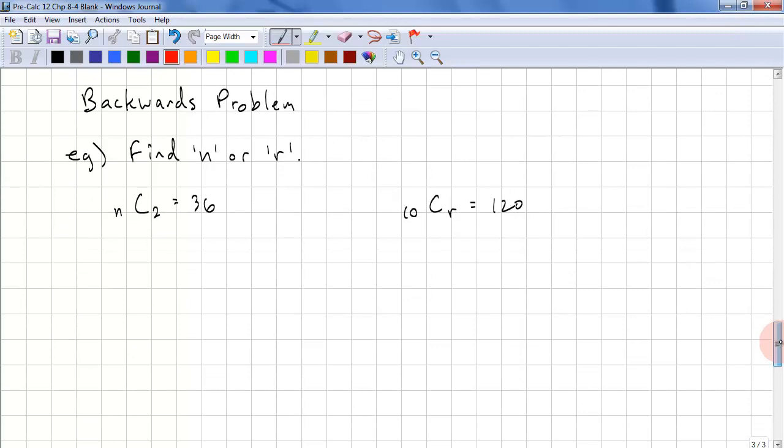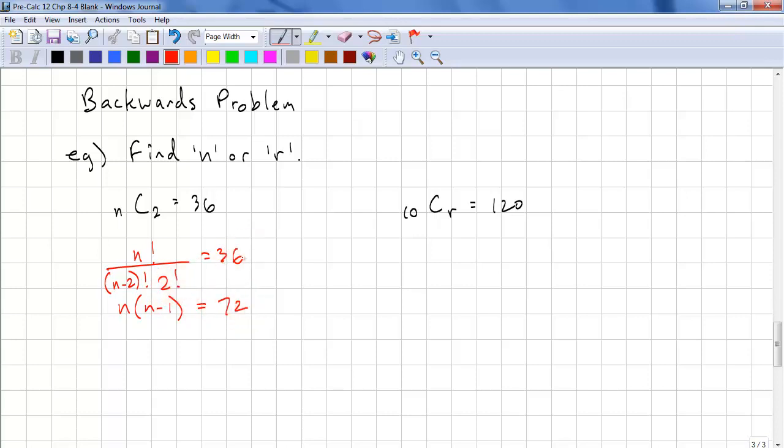Let's look at a backwards problem, where we need to find n or r. So, n choose 2 is equal to 36. Again, just plug in what you know and work your way through the problem. Okay, so we're going to cancel out n minus 2 factorial. So we're really left with n times n minus 1. And this is equal to 72.